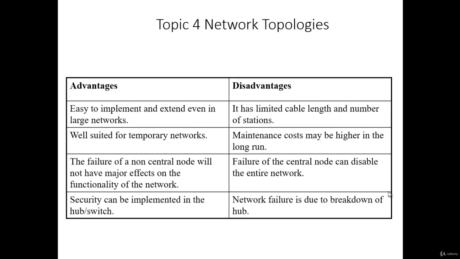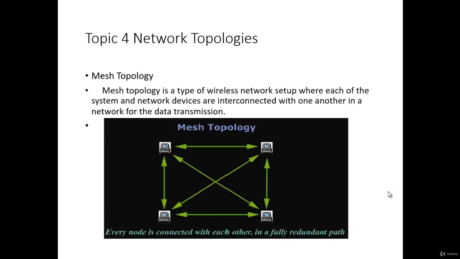Advantages: easy to implement and extend even in large networks. Well suited for temporary networks. The failure of a non-central node will not have a major effect on the functionality of the network. Security can be implemented in the hub or switch. Disadvantages: it has limited cable length and number of stations. Maintenance costs may be higher in the long run. Failure of the central node can disable the entire network. Network failure is due to breakdown of the hub or switch.